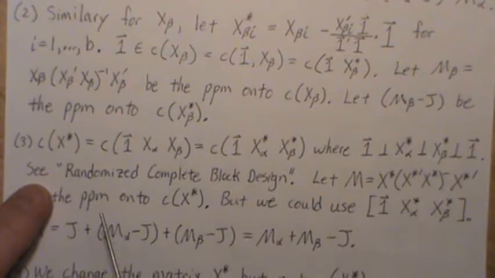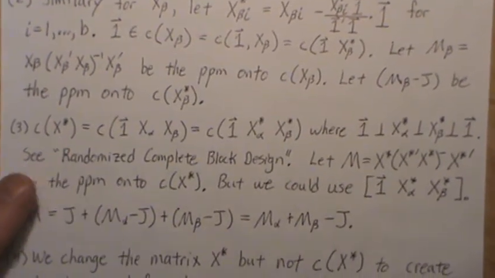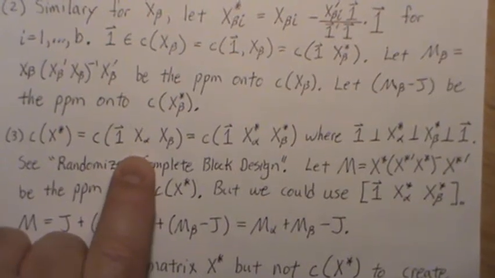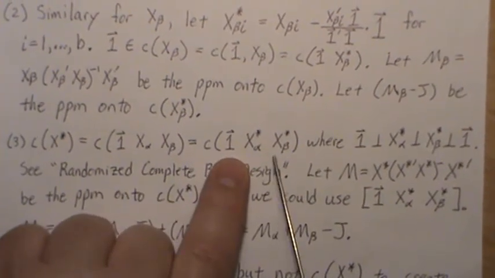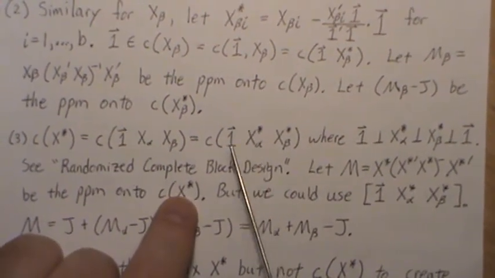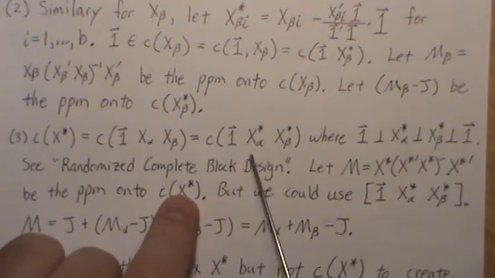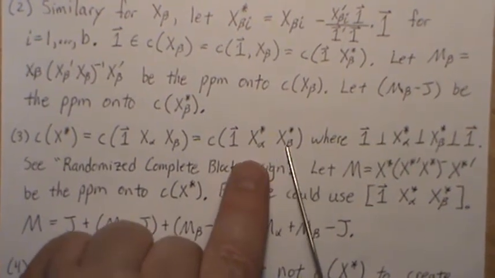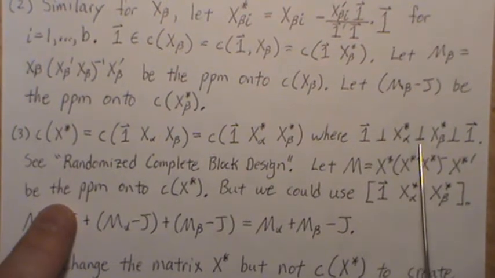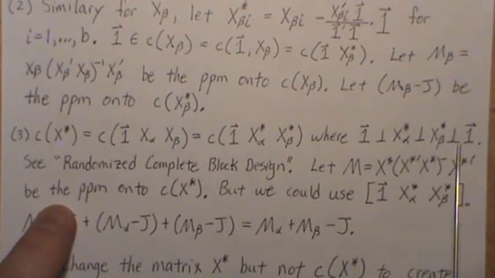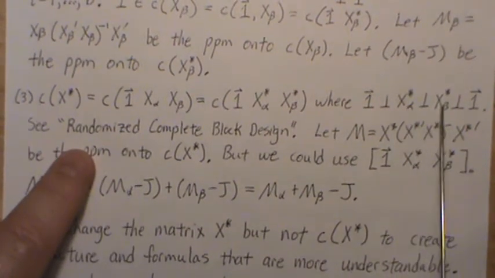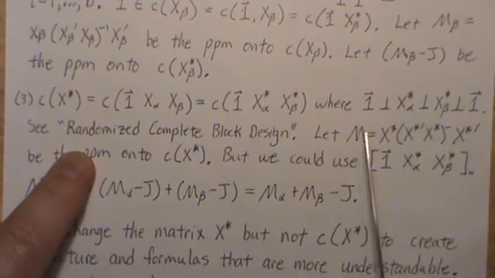Okay, but now the column space of X star, that's our original design matrix, which is this, is equal to this, right? So these column spaces are the same. We've just made these column spaces orthogonal to 1. And it turns out that these column spaces are also orthogonal. One's orthogonal to X alpha star, orthogonal to X beta star, orthogonal to 1. And I'm going to point you back to randomized complete block designs where we prove that these two are orthogonal.